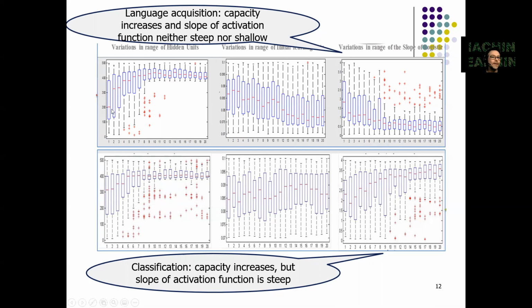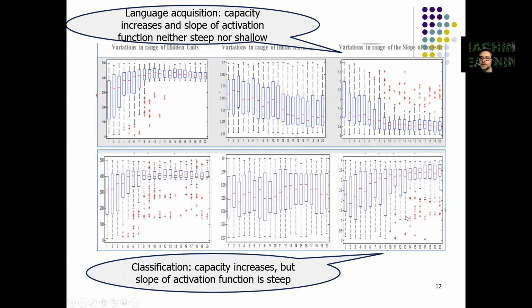And you can see, for example, how the number of hidden units changes from generation to generation, and it stabilizes around 400 hidden nodes. And you can see that this works for both the language acquisition task and the classification task. When it comes to learning rates, you see that the values do not change that much. You have values around 0.08, 0.085 in both cases. So this is, again, something which works for both tasks.